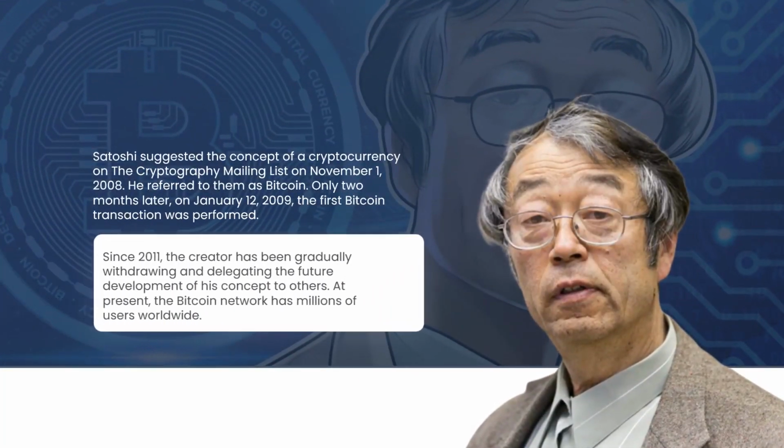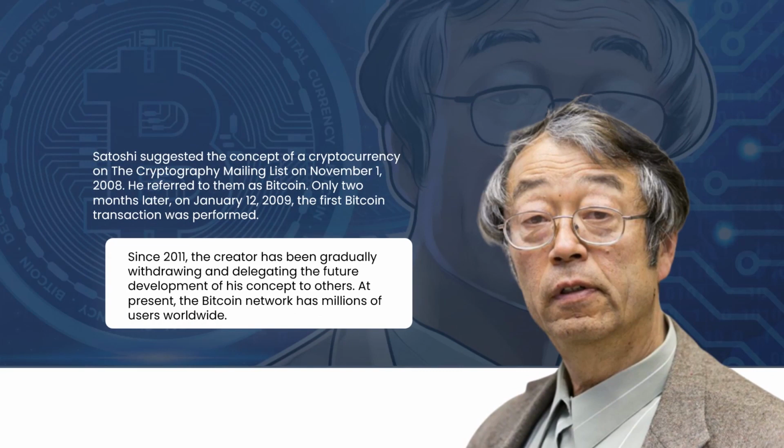Satoshi suggested the concept of a cryptocurrency on the cryptography mailing list on November 1, 2008. He referred to them as Bitcoin. Only 2 months later, on January 12, 2009, the first Bitcoin transaction was performed. Since 2011, the creator has been gradually withdrawing and delegating the future development of his concept to others. At present, the Bitcoin network has millions of users worldwide.